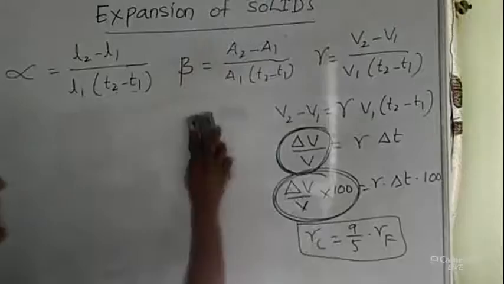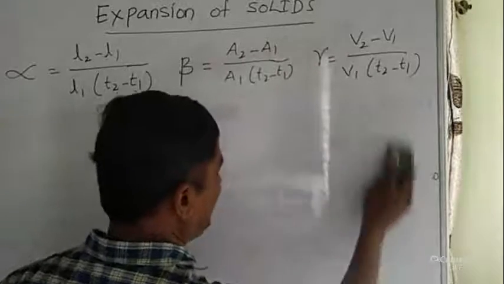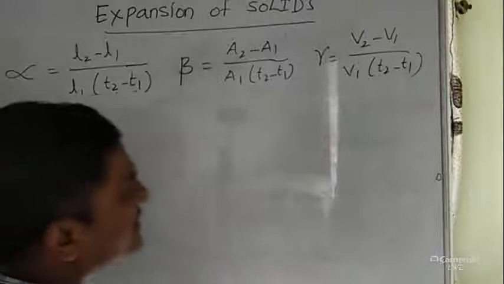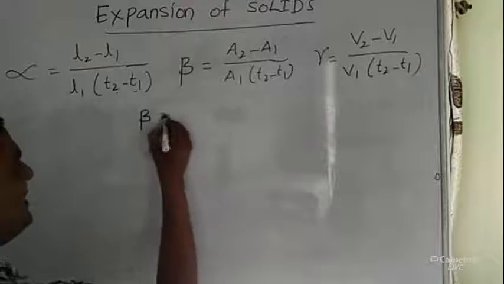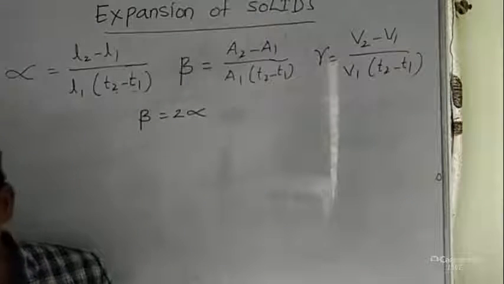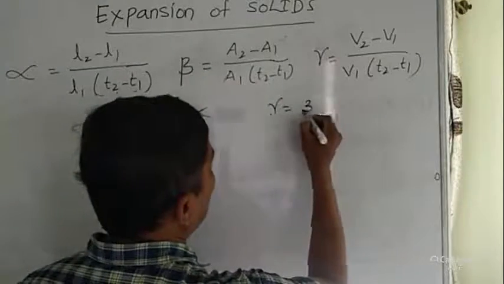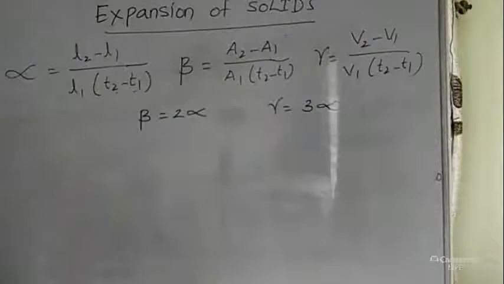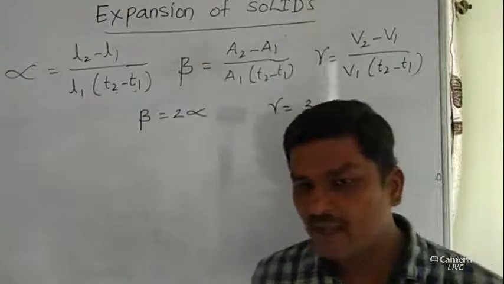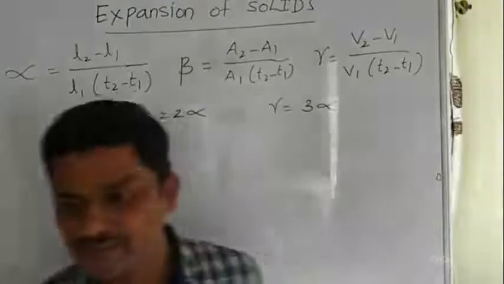Okay, next, this is about the basics of expansion of solids: alpha, beta and gamma. There is a relation between alpha and beta, and you have the derivation in your notes. Beta equals 2 alpha, and the relation between alpha and gamma is gamma equals 3 alpha. All these formulae are meant for isotropic solids. Isotropic solids means solids which expand equally in all directions.